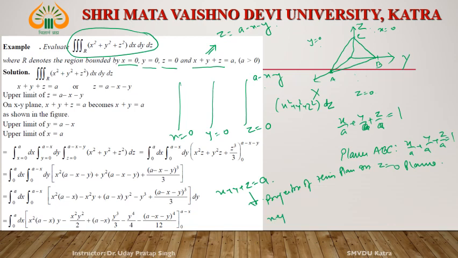It means x plus y is equal to a. And what is y? y equals a minus x. This is the upper limit of y. Again, if y equals 0, then what is x? x is equal to a. This is the upper limit. So first we have to evaluate with respect to z, then y second, and then dx, that is the third. So evaluate this integral. Evaluation of the integral you know, and find out the value of this integral. This is the triple integral.